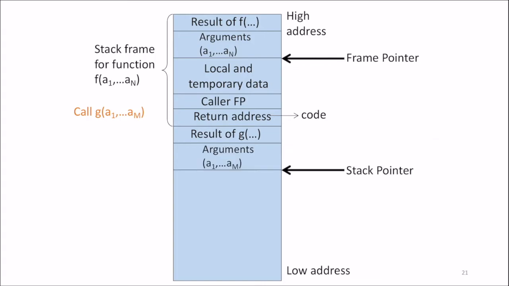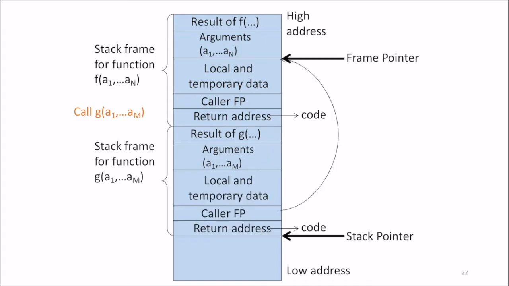And now we have the arguments. The arguments are laid out. Again, these are arguments to G. So again, we are decrementing the stack pointer. We have now added more space in the stack. Finally, we have all of the stack frame for G, which is very similar to the stack frame for F. Everything to do with the function called G.